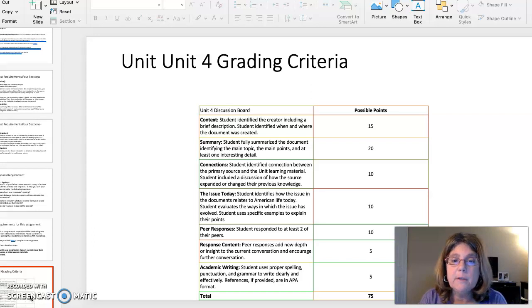Response content. Peer response adds new depth or insight to the current conversation and encourages further conversation. Personally, I feel encourages further conversation is very important. My comments, how many points out of 5? Academic writing. Student uses proper spelling, punctuation, and grammar to write clearly and effectively. References, if provided, are in APA format. My comments, how many points out of 5?